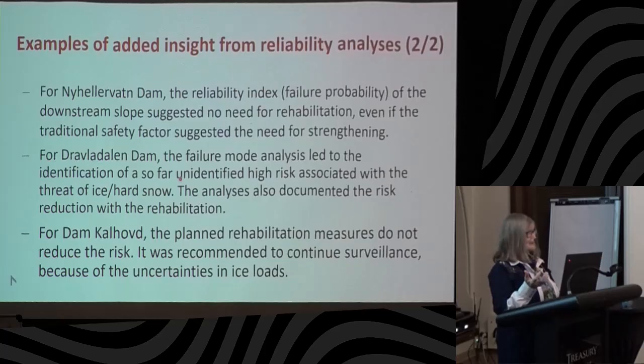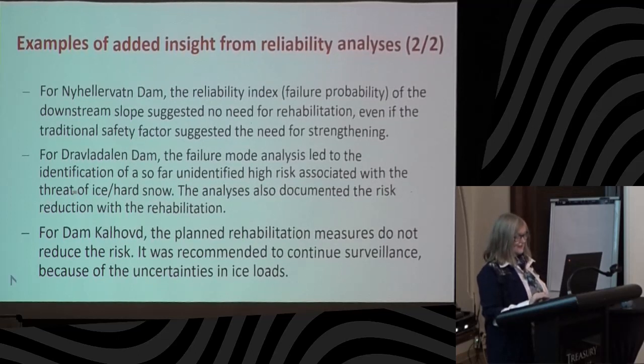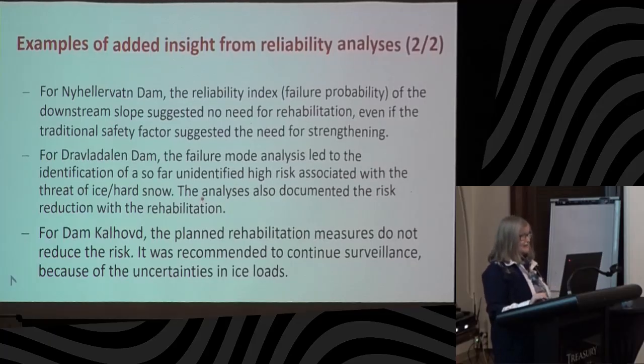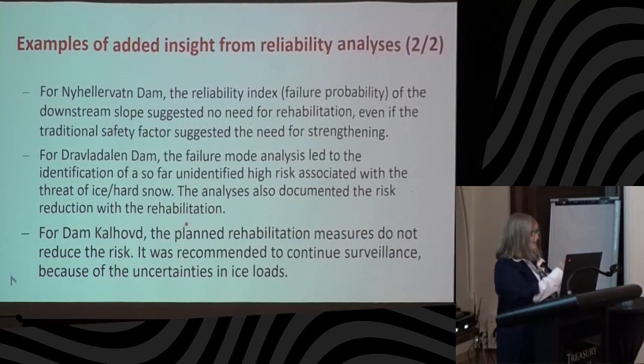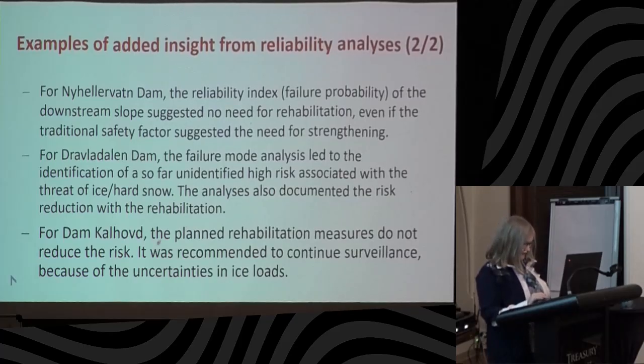And so in this way, we identified it. One could have done that without the risk assessment, but it was through discussion that suddenly they realized there was a failure mode that they had never thought about. So this was a spillway struck by ice and hard snow. It resulted in an immediate rehabilitation, and the new analysis showed that the probability of failure was greatly reduced from 10 to the minus 3 per year, which is too high, to about 10 to the minus 7.